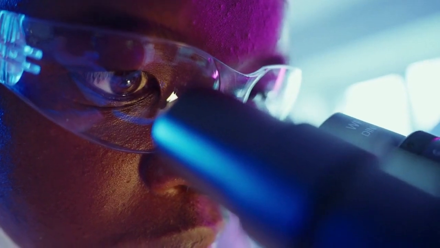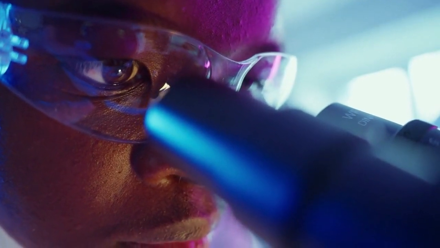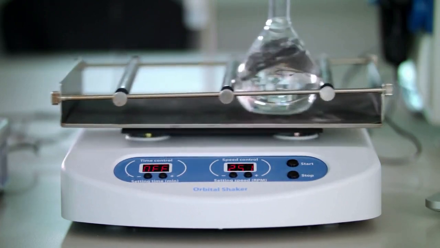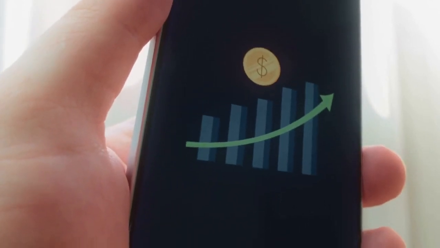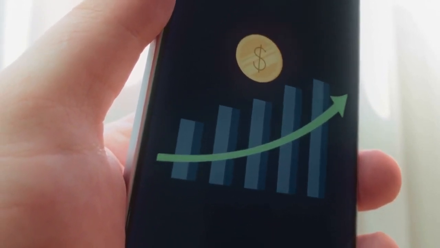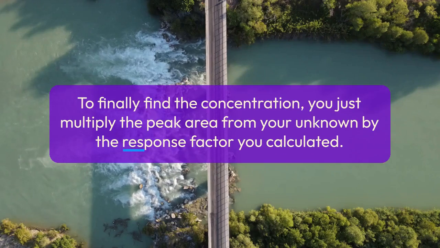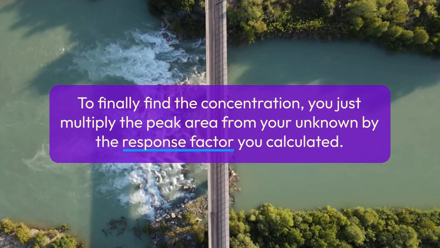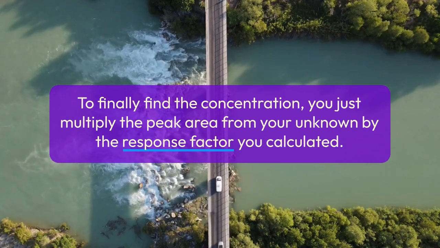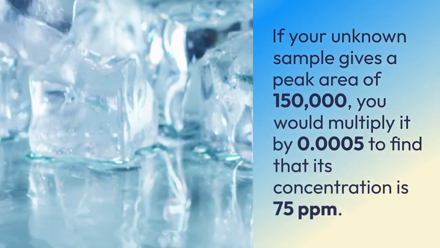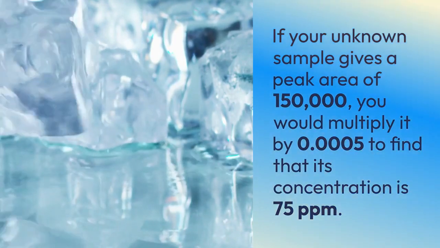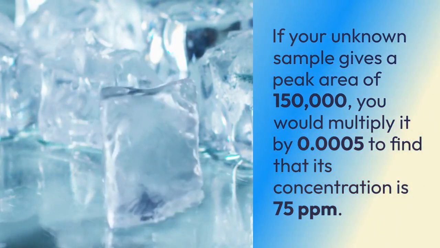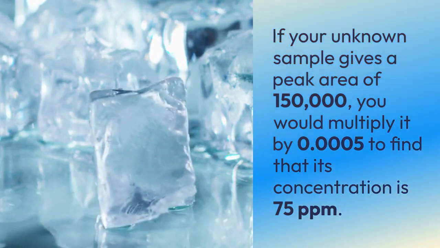Once you have this number, you can analyze your unknown sample. You run the unknown sample using the exact same GC method. You then measure the peak area for your analyte in that unknown sample. To finally find the concentration, you just multiply the peak area from your unknown by the response factor you calculated. So, if your unknown sample gives a peak area of 150,000, you would multiply it by 0.0005 to find that its concentration is 75 parts per million.